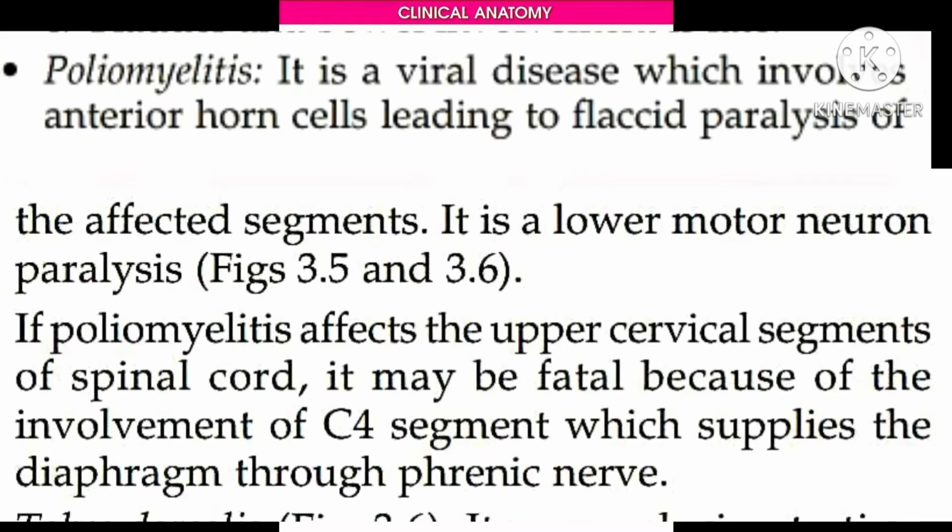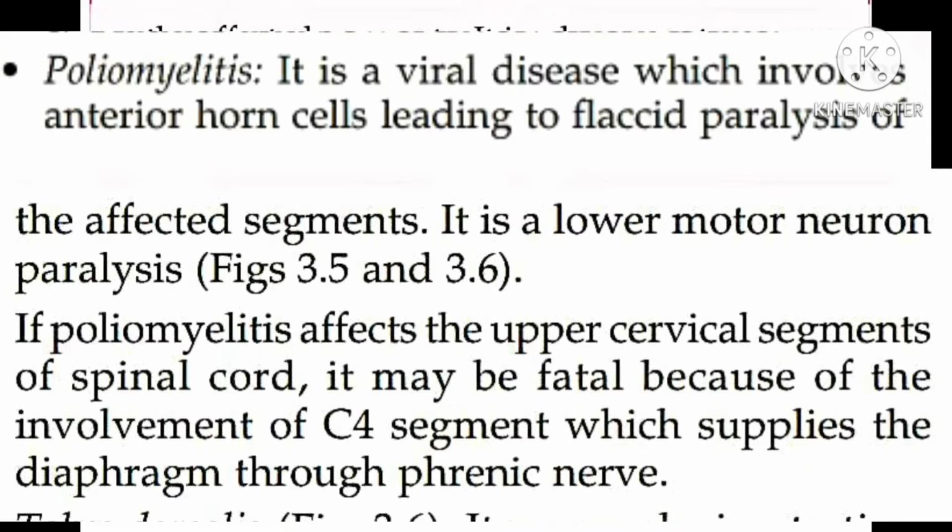Next, coming to poliomyelitis, it is a viral disease which involves the anterior horn cells leading to the flaccid paralysis of affected segments. It is a lower motor neuron paralysis. If poliomyelitis affects the upper cervical segments of the spinal cord, it may be fatal because of the involvement of C4 segment which supplies the diaphragm through phrenic nerve.